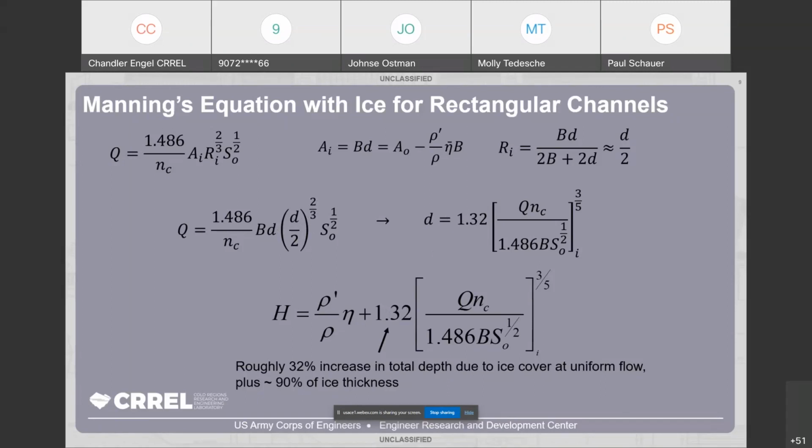But what it shows is that there's about a 32% increase in total depth if you just put an ice lid on a flow. And so there's a lot of caveats to that. That's just sort of a rough rule of thumb. And I'll actually show an example where that's not true in the RAS section. But suffice to say, putting a lid on the ice will tend to increase the stage.